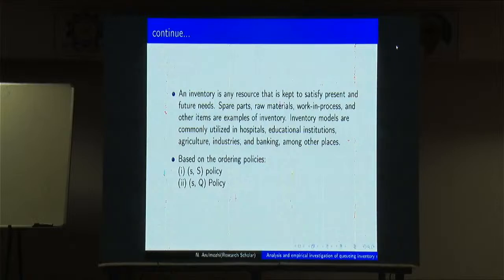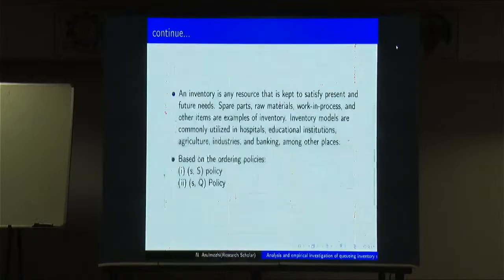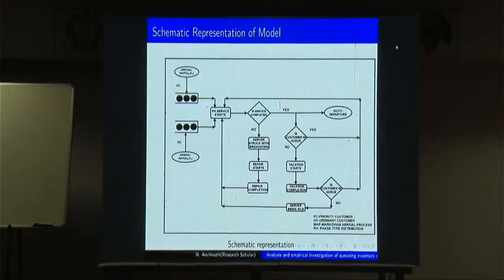Spare parts, raw material, work in process and other items are examples of inventory. Inventory models are utilized in hospitals, educational institutions, agriculture, industry, banking and so on. Based on the ordering policy, the first one is the (s, S) policy, the second one is the (s, Q) policy. I am using the (s, S) policy. This is the schematic representation of my model.